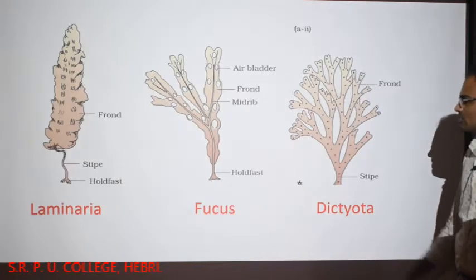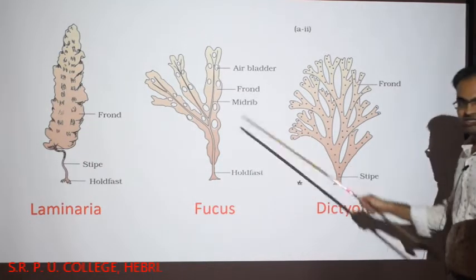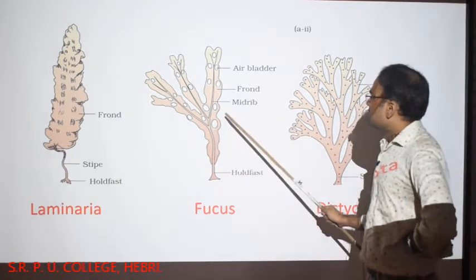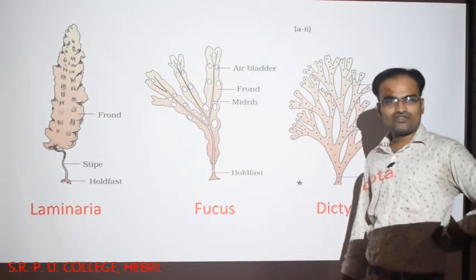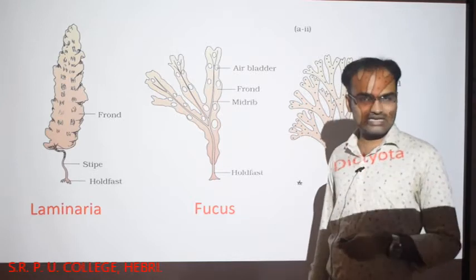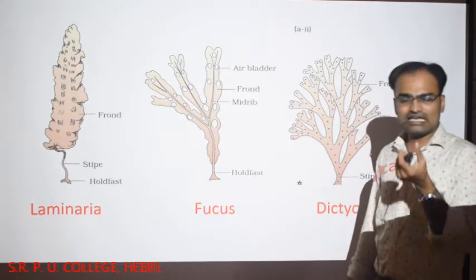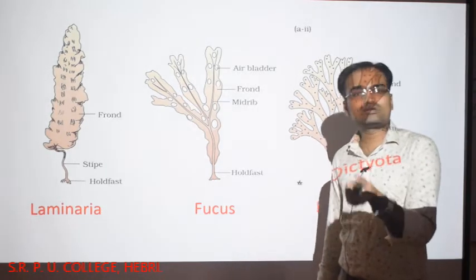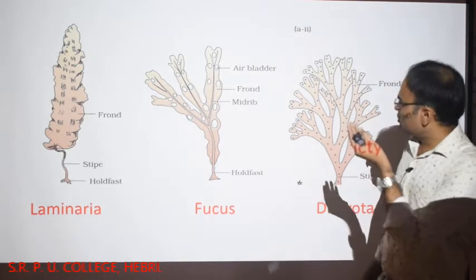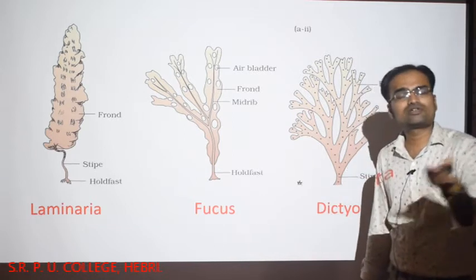So the picture of Laminaria, and here we have Fucus. Fucus is also erect in shape. The holdfast is also present, the stipe is also present here, but the special character of Fucus is the presence of the air bladder. The presence of air bladder we can observe in brown algae. So what is the function of the air bladder? The air bladder gives the buoyancy nature to the plant body. What is buoyancy? Due to the presence of the air bladder, those organisms can float on the surface of the water.